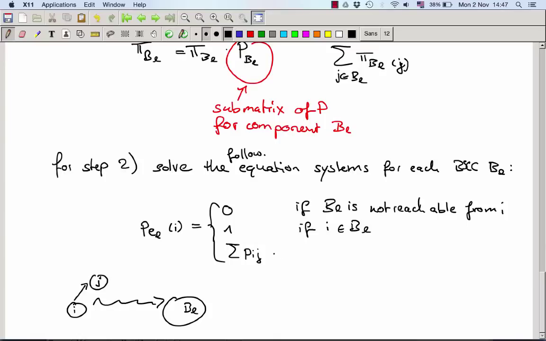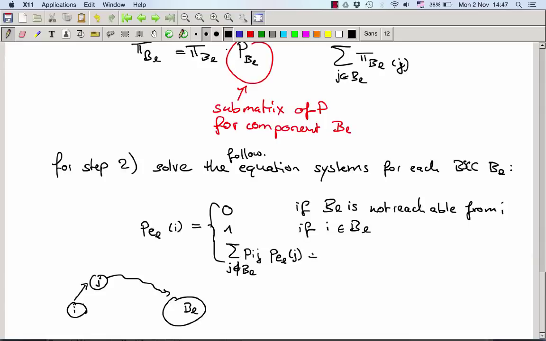And then from j, I reach BL. So I take the probability to reach BL from j and multiply it. I first go from i to j and then multiply with the probability of reaching BL from j. So I just sum over all possibilities to reach BL via some other state: first one step to another state, and then reach BL from there. This I do for all j which are not an element of BL.